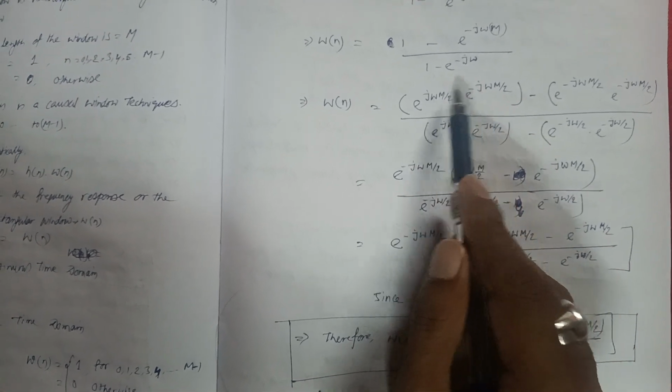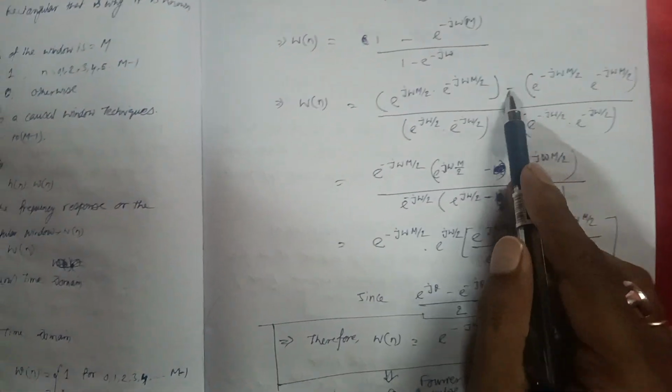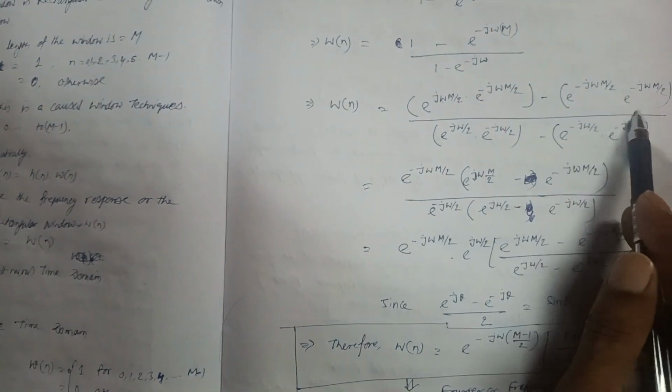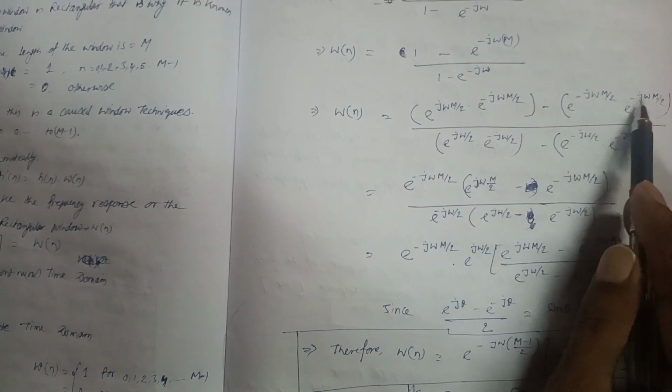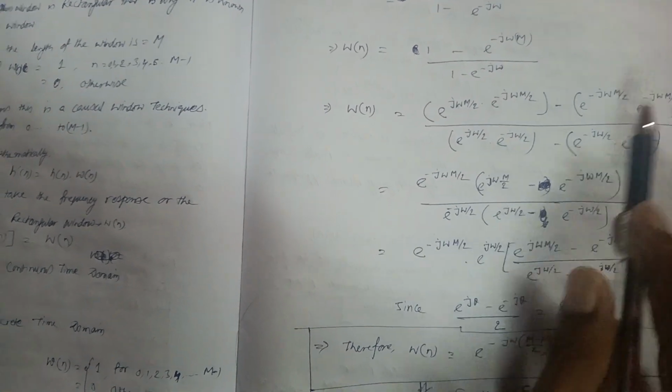So plus and minus got cancelled, that means e to the power 0 equals 1. So I have written like this, minus, for this e to the power minus j omega by 2 into the minus j omega m by 2. So minus minus got plus, and 2 into m by 2, that means j omega m.